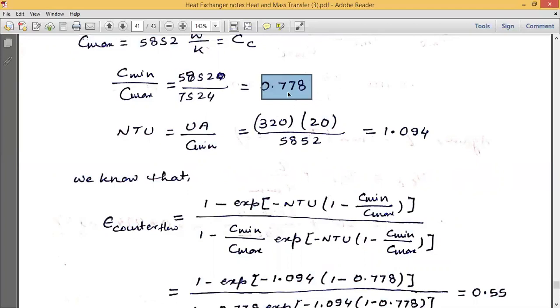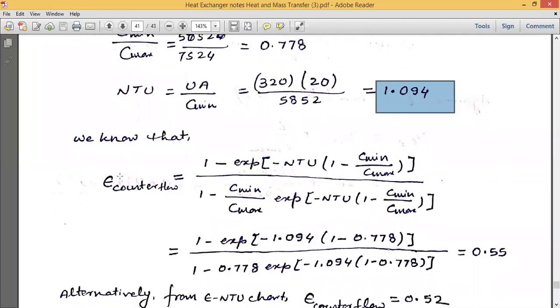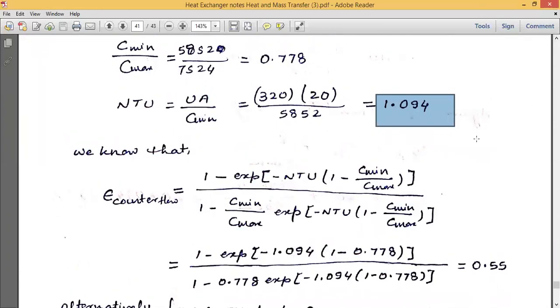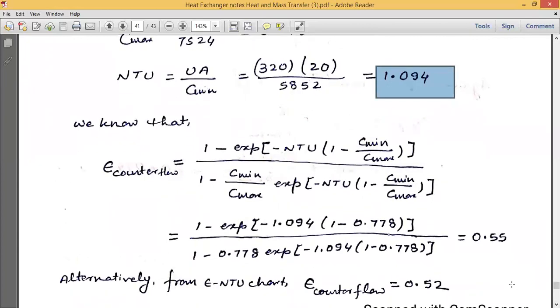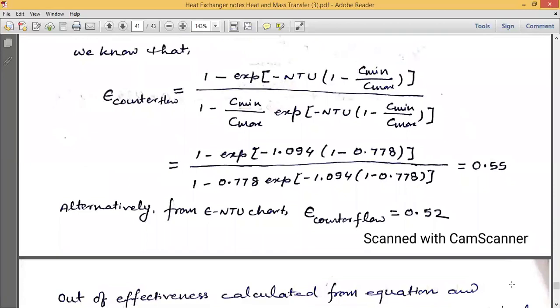So by substituting the C minimum value and the NTU value, we can calculate the counter flow effectiveness value, and we have calculated it as 0.55. So this is the effectiveness value that we have calculated by the use of the equation. In this also, since we have the C minimum and C maximum value and the corresponding NTU value, by the use of these two quantities, we can determine the value of effectiveness from the effectiveness-NTU chart for the counter flow.